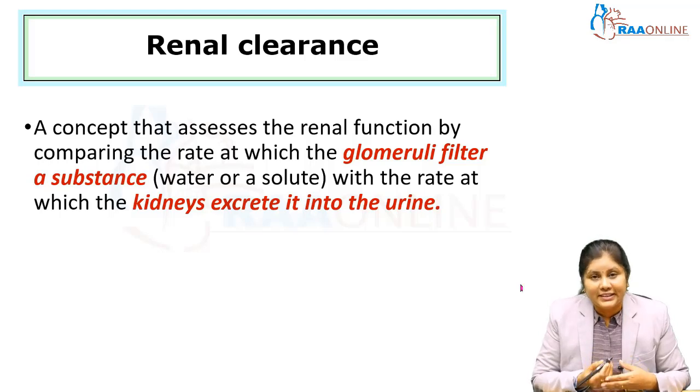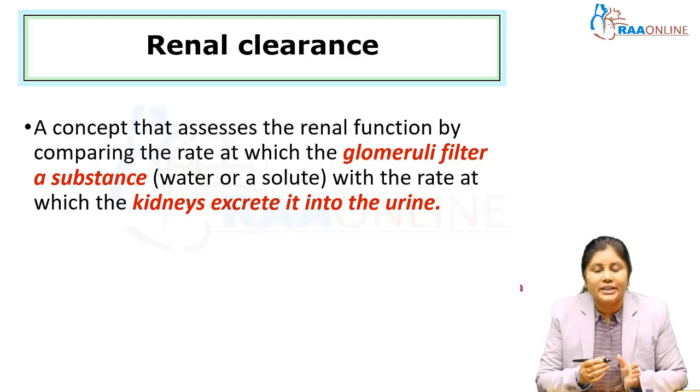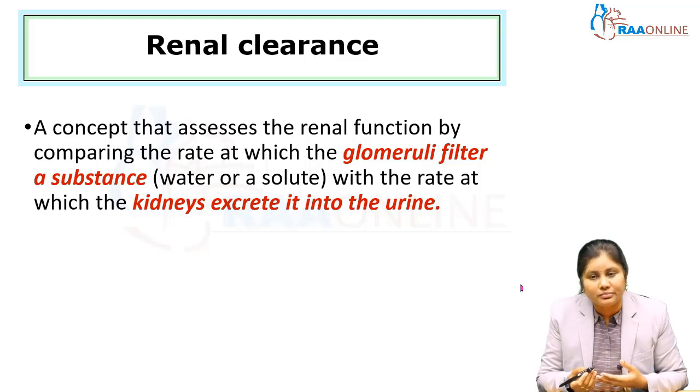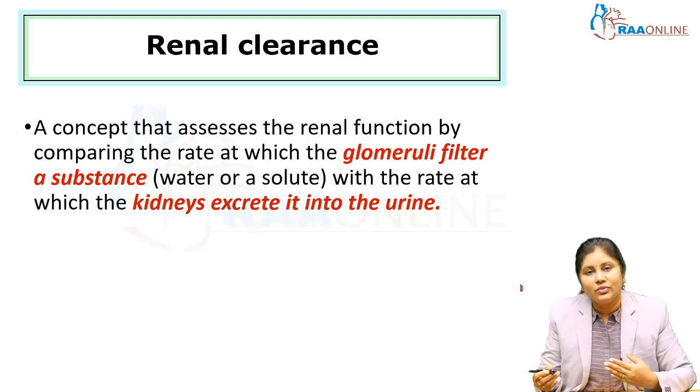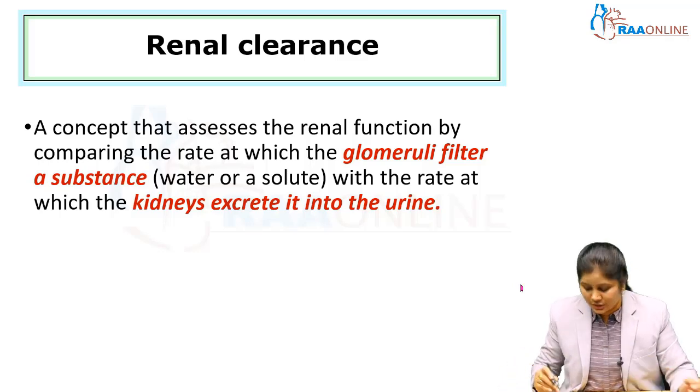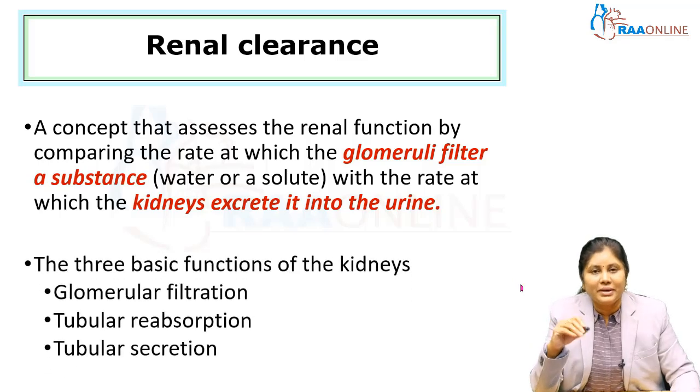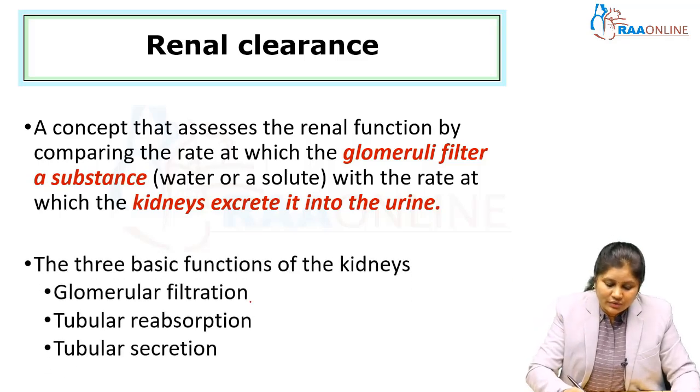Now, what is renal clearance? It is a concept that compares the rate at which the glomerulus filters a substance. The substance may be a solute or water. This rate is compared with the rate at which the kidneys excrete the substance into the urine. So this is the basic concept of renal clearance. It compares two things: the rate at which the glomerulus filters the substance and the rate at which the kidneys excrete it into the urine. We know that the three basic functions of the kidneys are glomerular filtration, tubular reabsorption and tubular secretion.